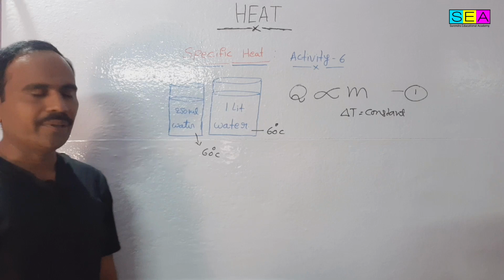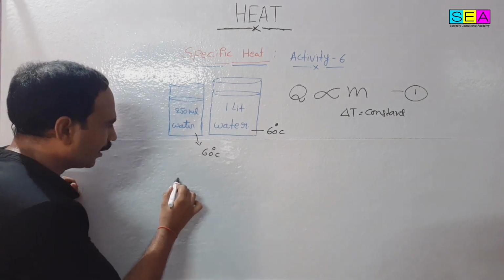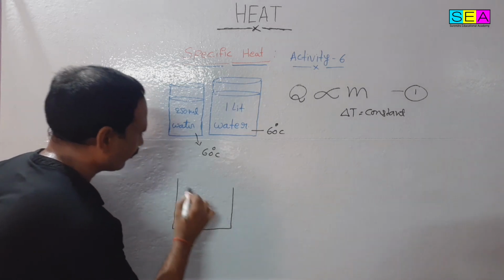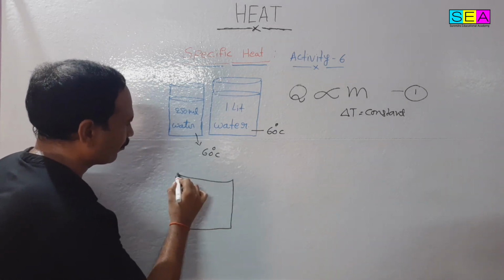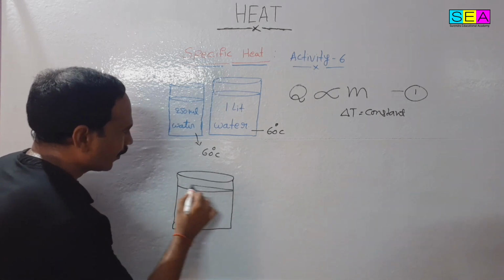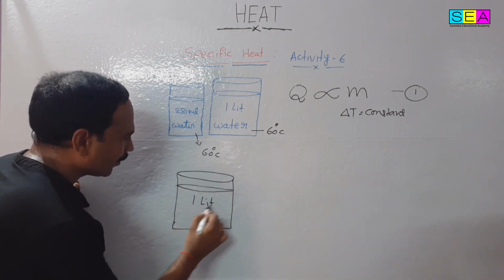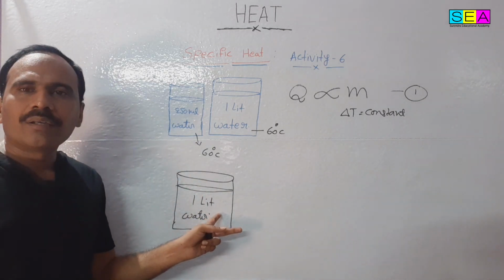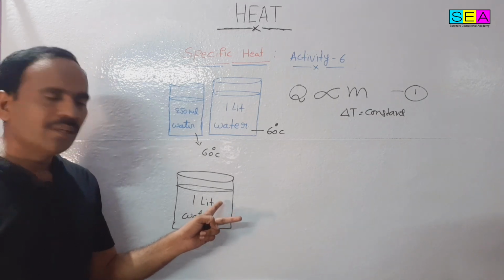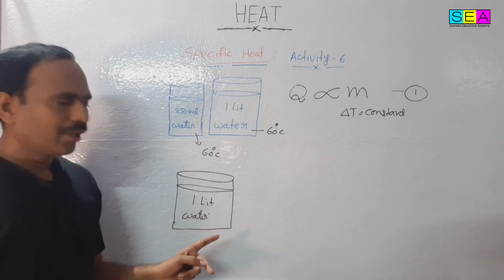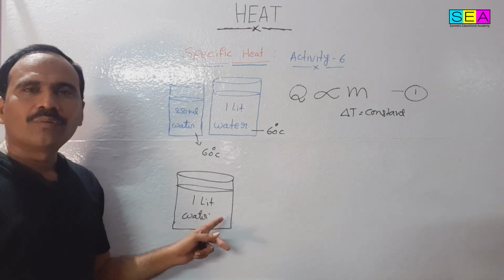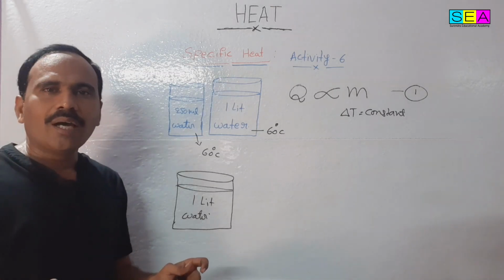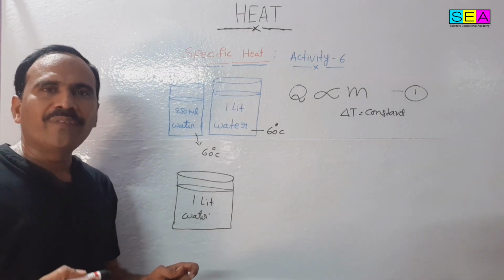Next, another activity. Take one beaker, take 1 liter of water and measure the initial temperature of this water with the help of the thermometer. Now heat the water over a constant flame. Now observe the rise in the temperature every minute.